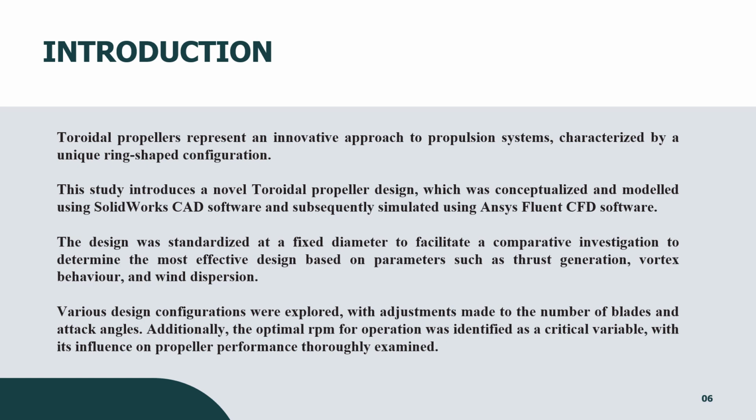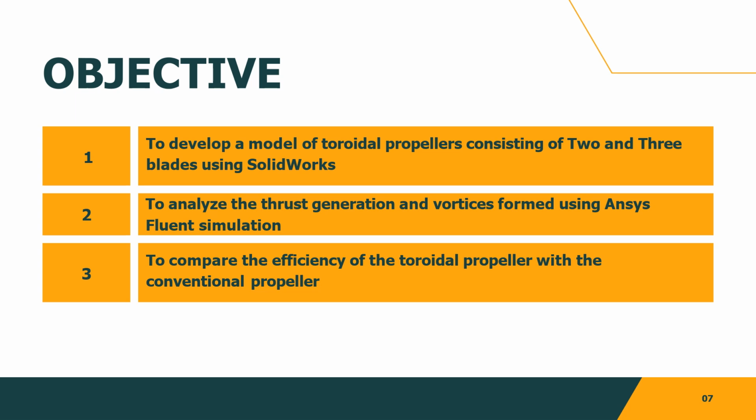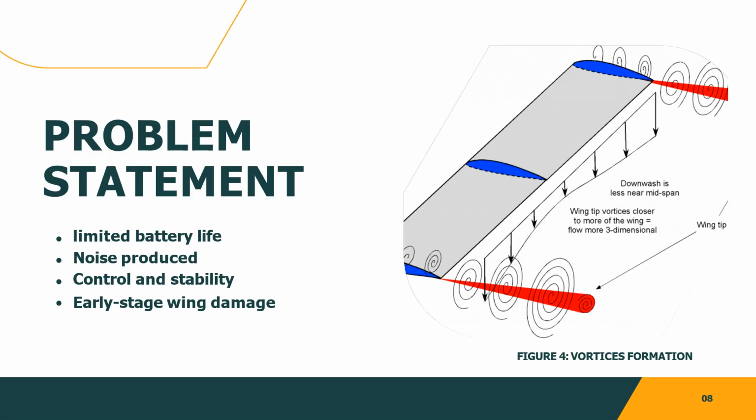Toroidal propellers represent an innovative approach for propulsion systems, characterized by a unique ring-shaped configuration. The objective of this research work is to develop models of conventional and toroidal propeller designs consisting of 2 and 3 blades using SolidWorks, to analyze the thrust generation and vortices formed using ANSYS fluid simulation, and to compare the efficiency of a toroidal propeller with the conventional propeller design.